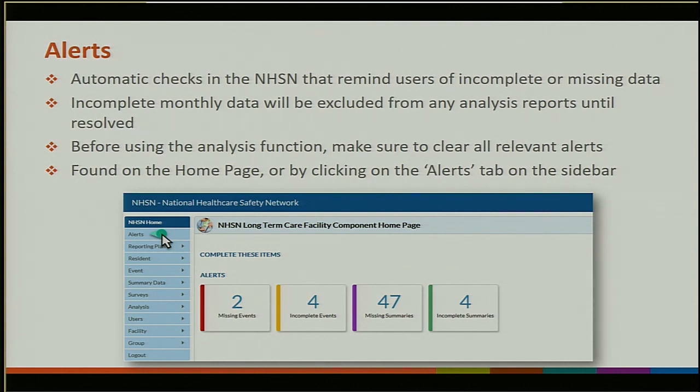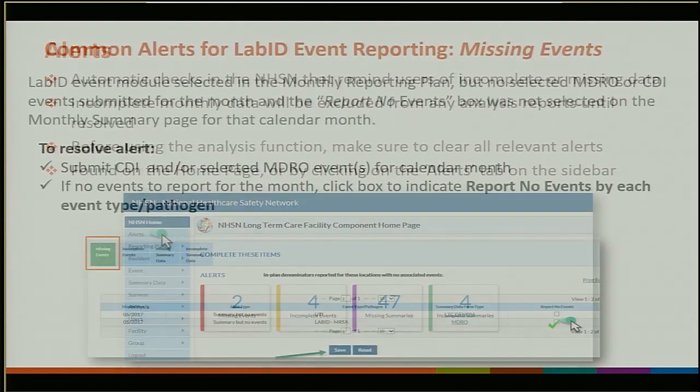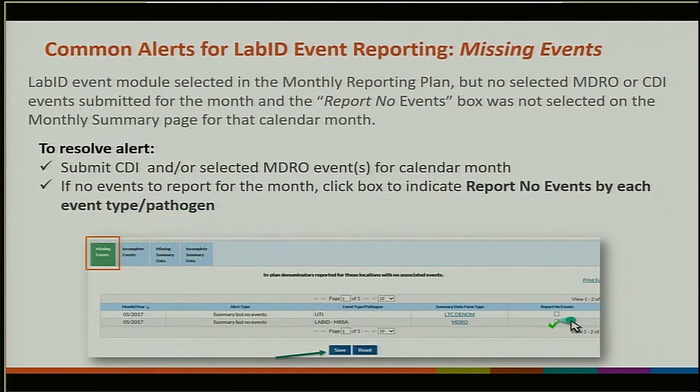As far as analysis, when you learn about analysis in your sections, they're going to tell you when you go to your analysis section, the only data that's going to show are complete months. So if you are missing data in any one month, that month is going to be missing from your analysis. So it's very important to resolve these alerts before proceeding to analysis. So you don't want your page to look like this. Common alerts for LabID events are your missing events.